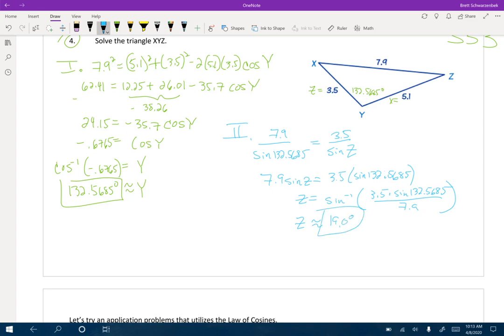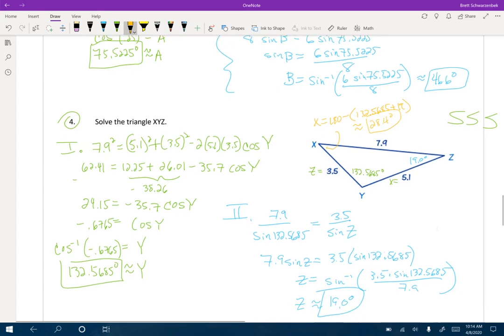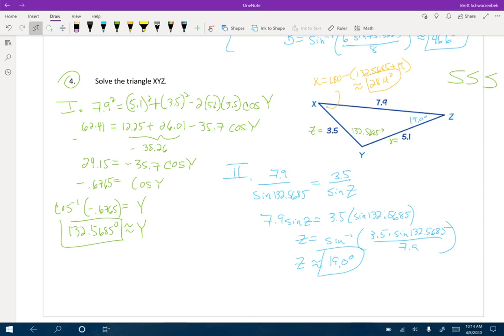Okay, so that is here, 19.0, so what's to remain? Again, we just have to take this, do 180 minus the sum of 132.5685 plus 19. And if we do that and round to 1 decimal place, we're going to get x, approximately, I think it's going to be 28.4 degrees. Okay. So that is how you use the law of cosines in SAS and SSS situations. Say that a lot of times fast, but we're going to move on to application problems now.